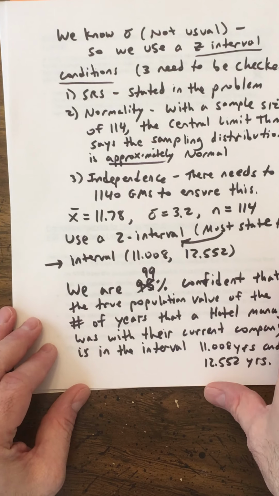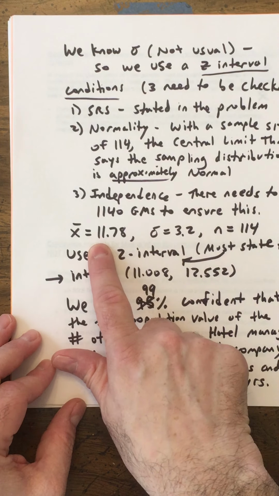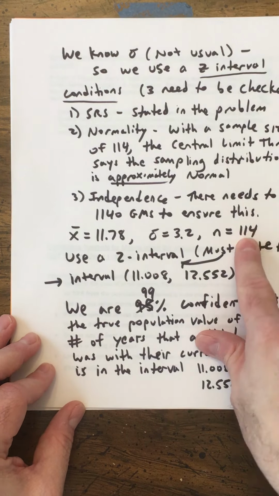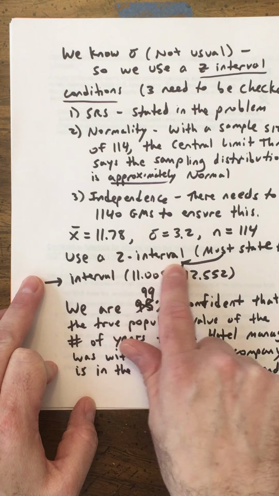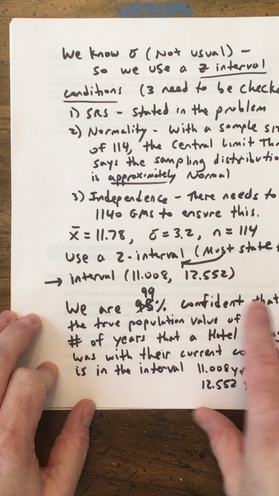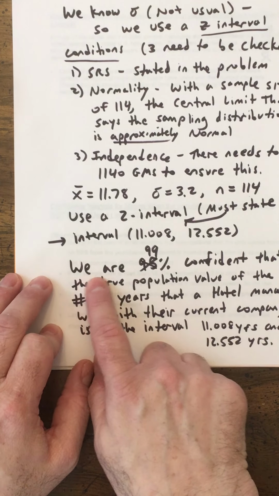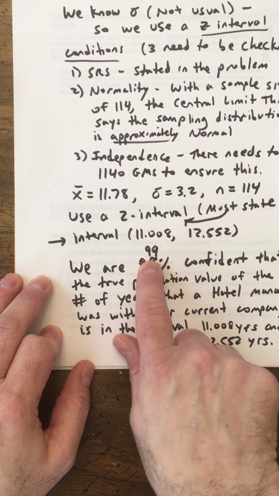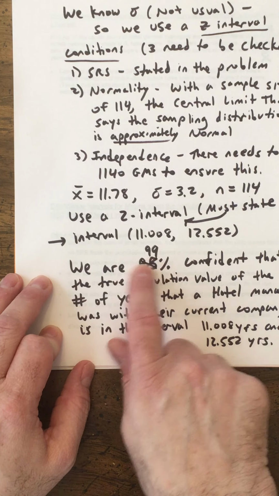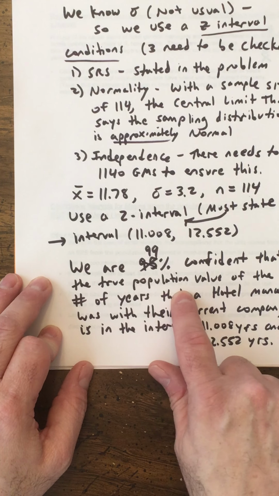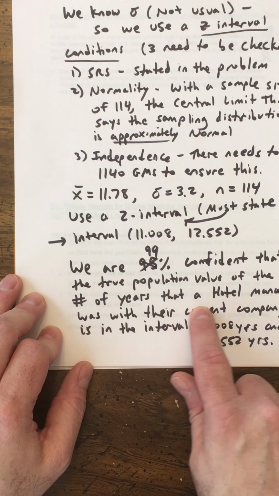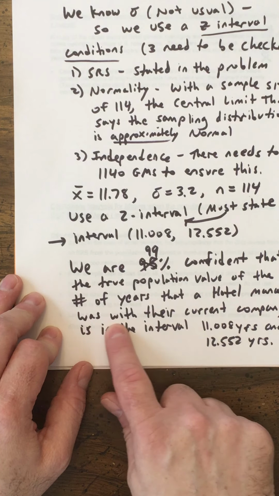Write down the key statistics. Write down what your x bar is, what your sigma is, and what n is. Always state what you're using. We're using the z interval here. You can write down the interval, and then you need to carefully say we are. I accidentally put down 95%, but in this case it's a 99% confidence interval. We're 99% confident that the true population value of the number of years that a hotel manager was with their current company is in the interval 11.008 years to 12.552 years. Okay, so that was the first question.